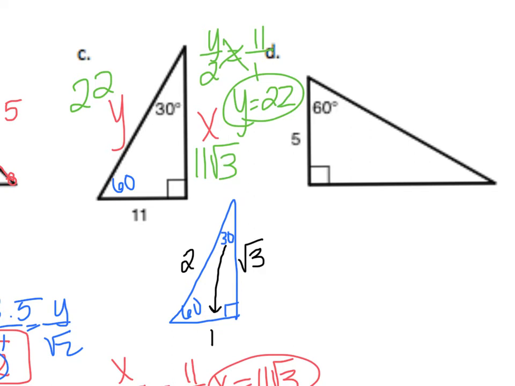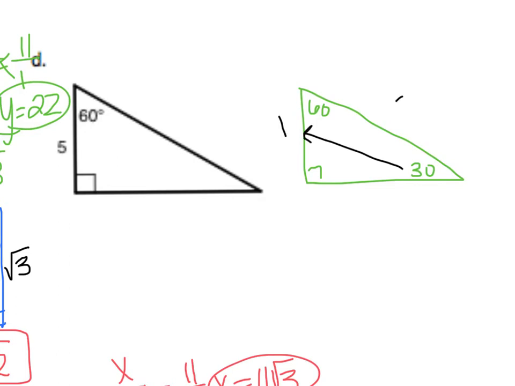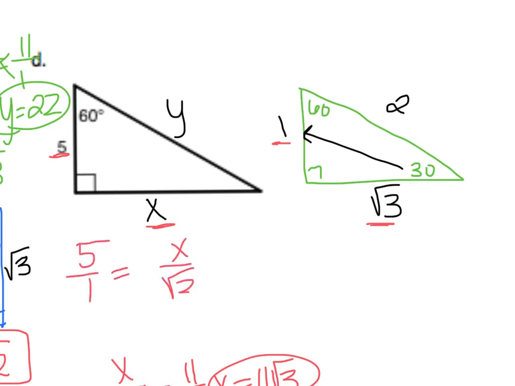Okay, last one, letter D. I'm going to redraw the triangle here. This is 60, this is 90, so that makes this 30. So again, across from the 30-degree angle, that's going to be a 1. The hypotenuse is a 2. The third side is a root 3. And if I'm trying to find the other leg and the hypotenuse, to find x, I'm just going to set a proportion using 5, 1, x, and root 3. So 5 over 1 equals x over root 3. Cross multiplying, I'm going to get x to equal 5 root 3.